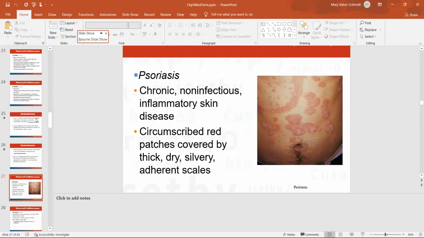Then we have the heartbreak of psoriasis. Psoriasis is a chronic, non-infectious, inflammatory skin disease. And you see it's very common in people who have allergies and or asthma also, by the way. And there are some theories with regard to nervousness being kind of a mitigating factor. But what it looks like are these circumscribed or round looking red patches, and they're covered with this scaly, thick, dry, almost silvery looking skin, right? Very dry, very flaky.